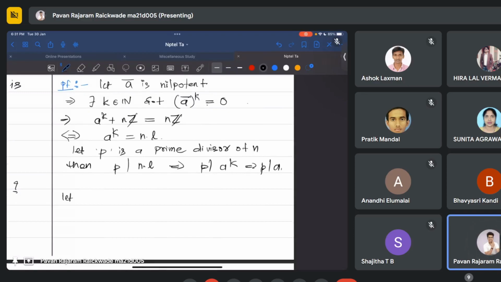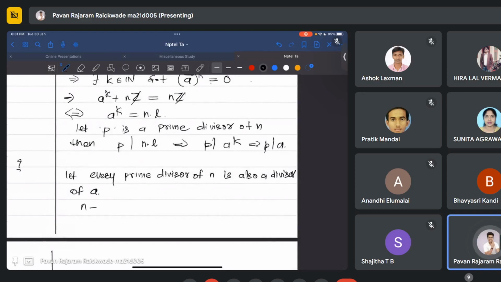Let every prime divisor of n also be a divisor of a. Now I can write the prime factorization of n. Let's say it is p1 raised to alpha 1, p2 raised to alpha 2, and it goes until pk raised to alpha k. This is my n. I can factorize any natural number into a product of prime numbers.